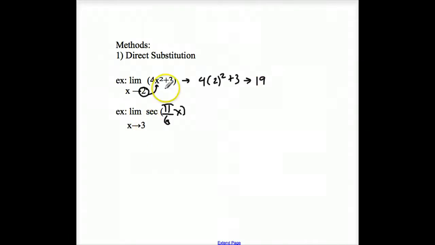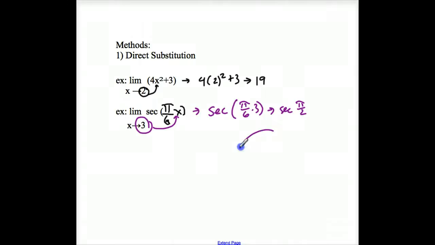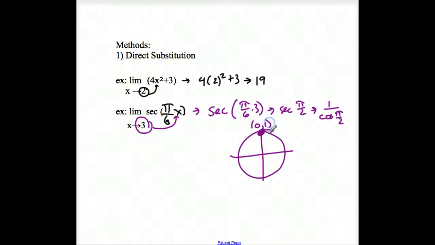Here, if I put a 3 in, that simplifies to secant of pi over 6 times 3, which will be secant of pi over 2. Looking at my unit circle, pi over 2 is here. Secant is 1 over cosine of pi over 2. Cosine of pi over 2, the x value of that point there, is 0. So I have 1 over 0, which is undefined.